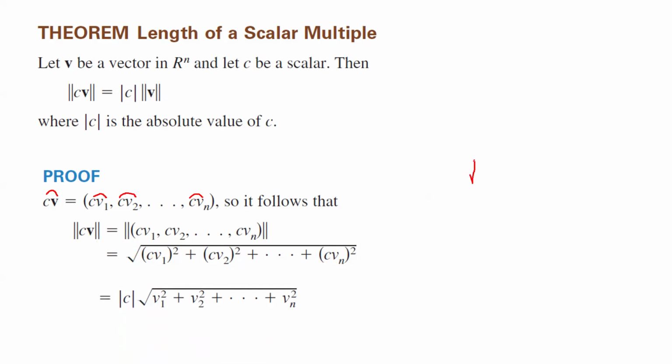But remember that the square root of c squared is not necessarily equal to c. If the domain is not positive, then you have to put the absolute value sign. So square root of c squared is equal to absolute value of c. That's how we end up with absolute value of c times square root of v1 squared plus v2 squared plus dot dot dot vn squared, which is nothing but, by definition, the magnitude or norm of v. So you have absolute value of c times the magnitude of v.